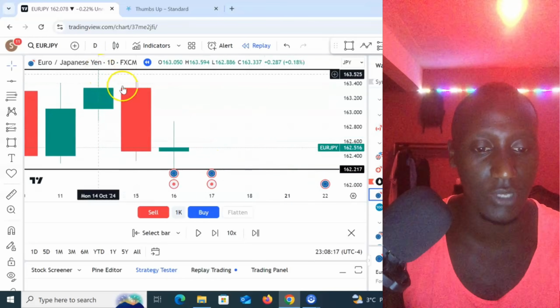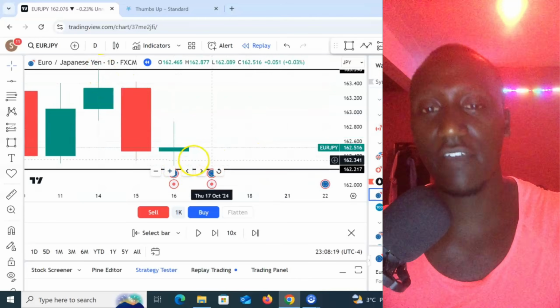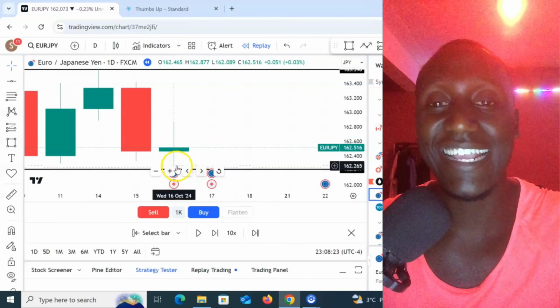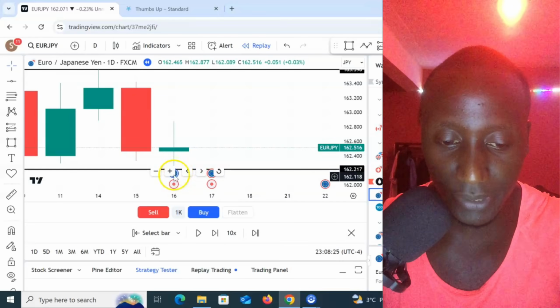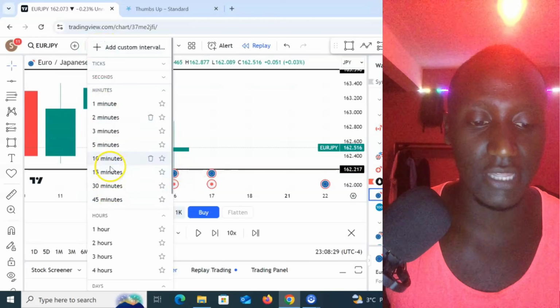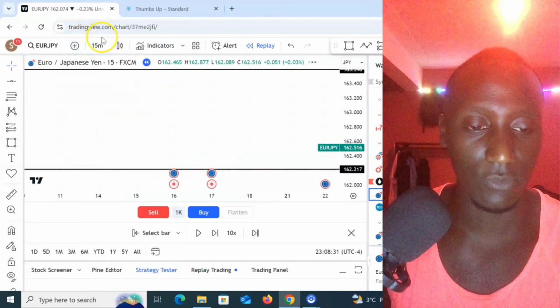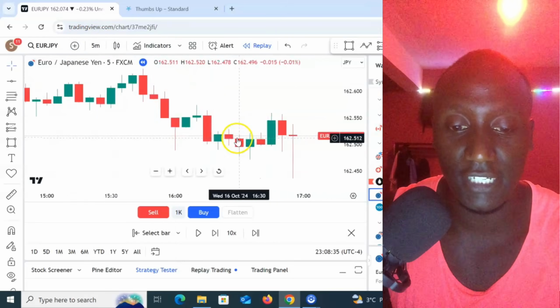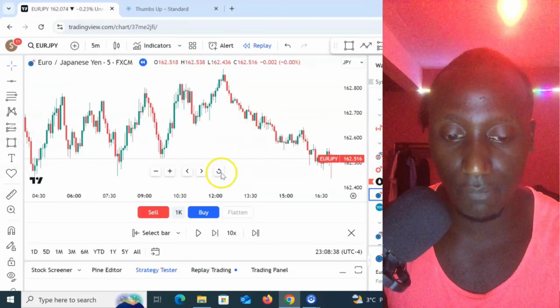So this is the high of the week, this is the low of the week. And by definition, the high of the week is the highest point price has reached in that week, and the lowest point price has reached in that week is the low of the week. Now we can go to the 15-minute time frame or even the 5-minute, because we already know we want to see reversal. We want to see a bullish move.